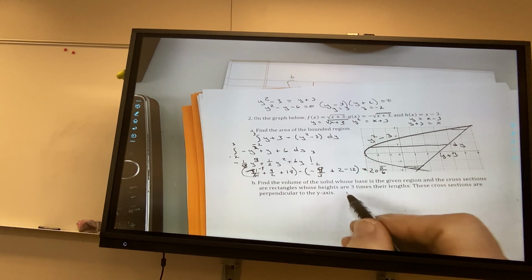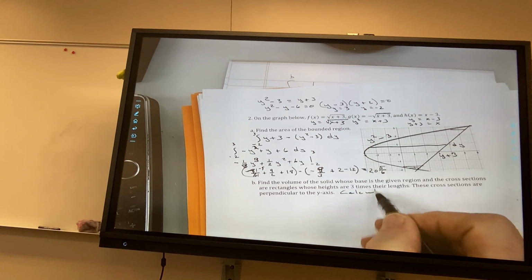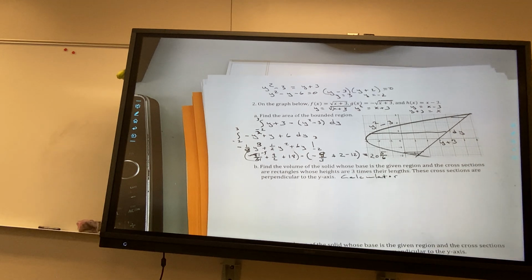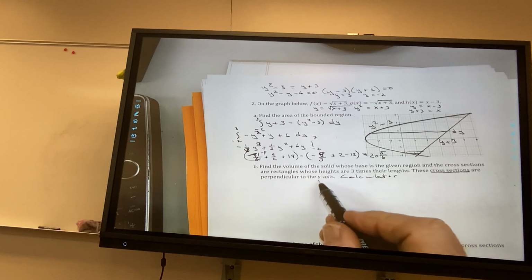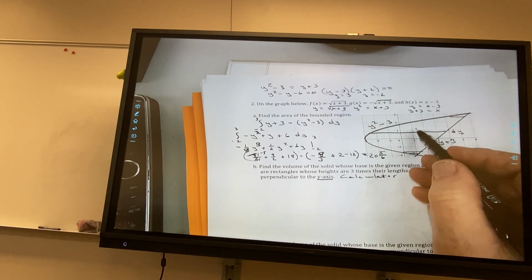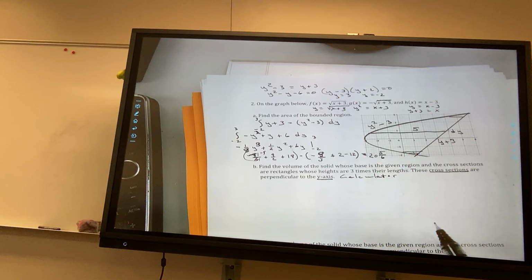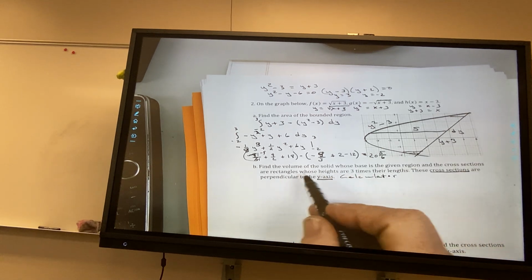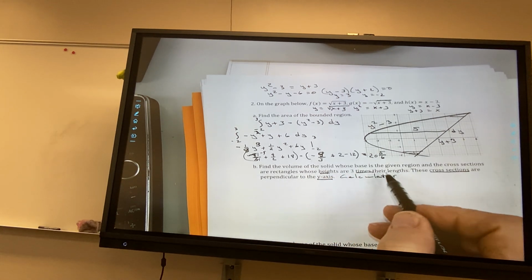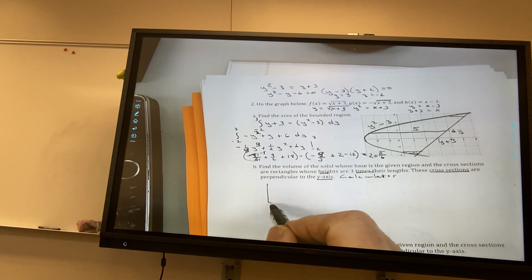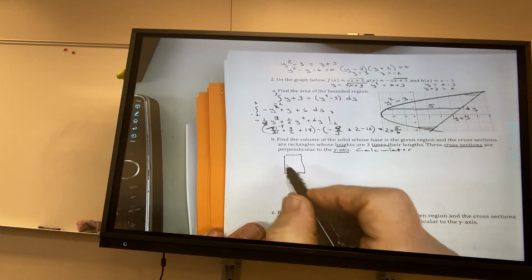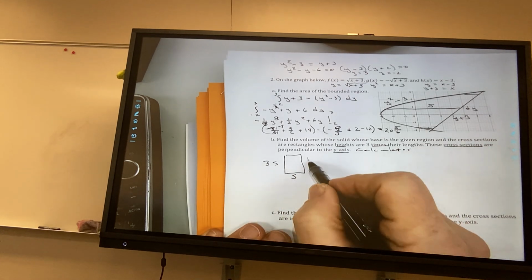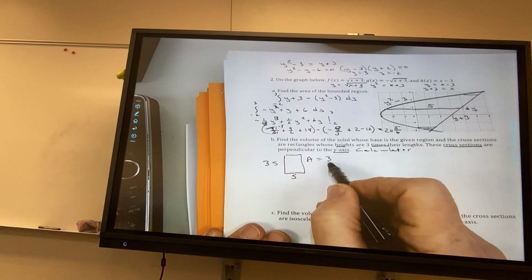This next one I did on my calculator, because I'll show you why. First of all, again, these are cross sections and they're perpendicular to the y-axis, so this is my S. And it's rectangles whose heights are 3 times the lengths. So here's S. This is 3 times higher. So my area is equal to 3s squared.